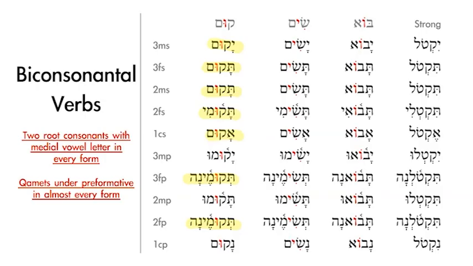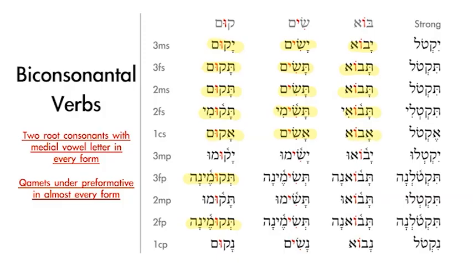The same applies to the hireq yod class: yasim, tasim, tasim, tasimi, asim. The only difference here is that the medial vowel letter is hireq yod, because sim is an I class or hireq yod class biconsonantal. Finally, we have the O class or holem vav class: yavo, tavo, tavo, tavo-i, avo.